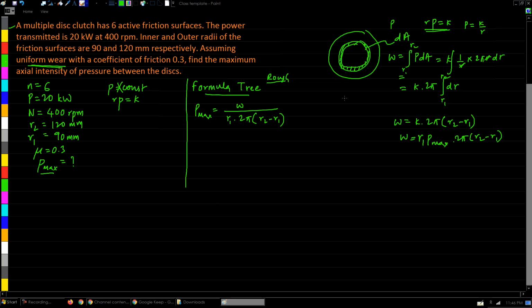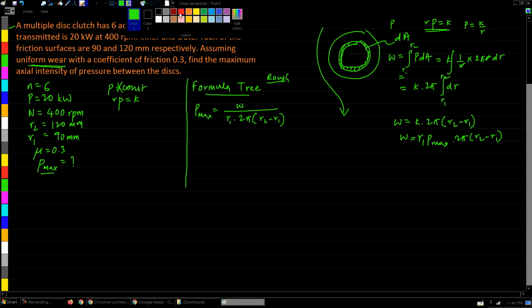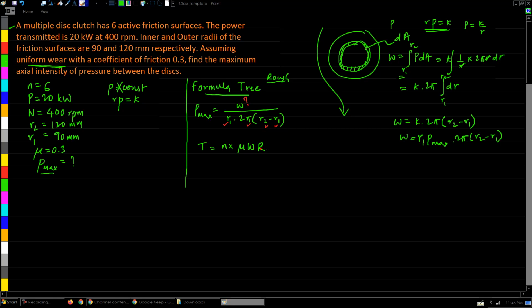If you remember the formula directly, it's okay, or else if you know the derivation, you can get it from that. Now here if you see, the total load is not given. Pi value is constant, R1 is known, R2, R1, everything is known. So W is the one thing that we have to find over here. So you should try to remember a formula which has W in it. So the best one I can remember is T, the total torque value. So that is n times mu W into R mean. Fine. So this is the formula for the torque that is transmitted, where n is the number of friction surfaces that's given.